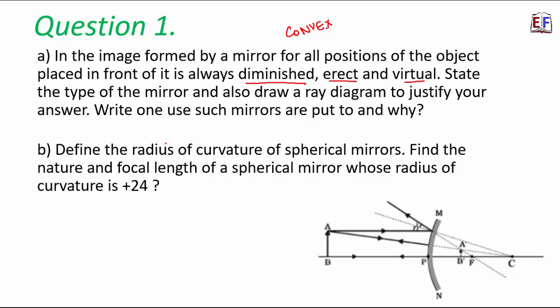He doesn't need magnified images. So therefore, in all such scenarios where you need a bigger view of a particular location, so bigger view, that means you need smaller images so that you can get a bigger field of view. So that's the reason convex mirrors are used there.